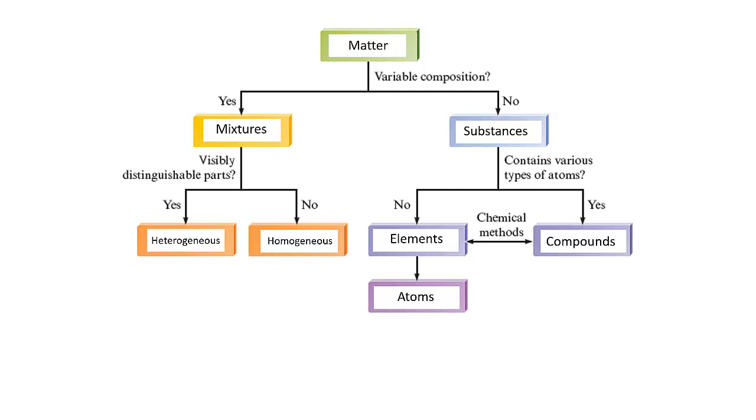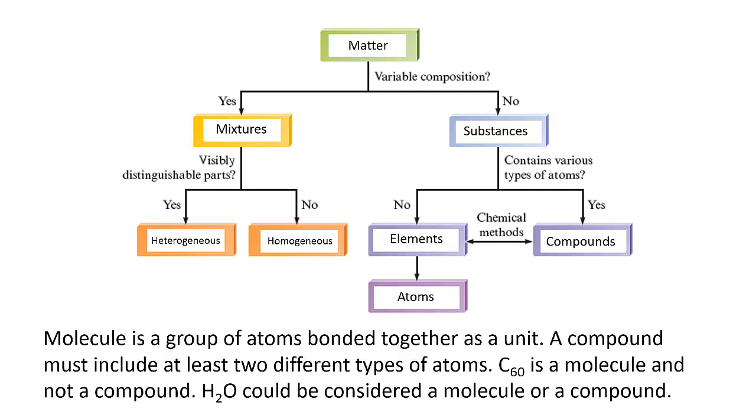Then your substances: if it's got one type of atom, it's an element, or elemental, and if it's got lots of different types of atoms, then it's a compound. And something to note, just kind of a definition thing here, I don't think the book really mentioned it: a molecule is a group of atoms bonded together as a unit, whereas a compound must include at least two different types of atoms. So C60, which is called a buckyball.